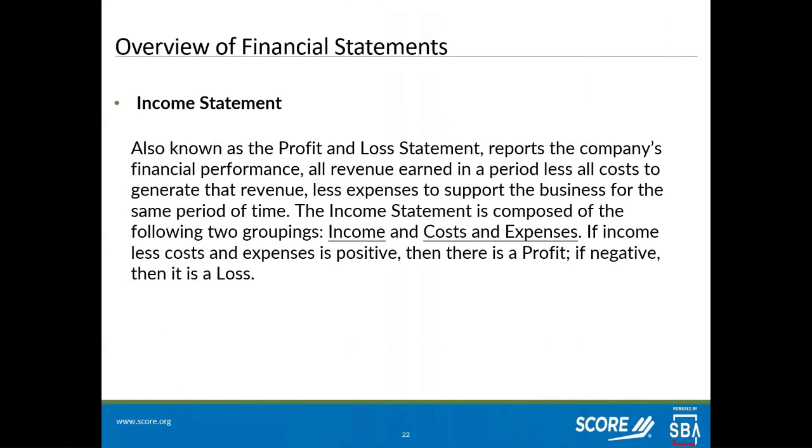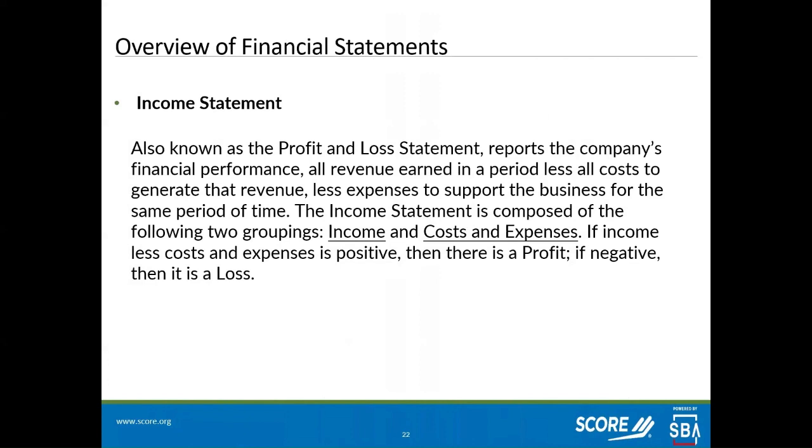Next statement is the income statement or the profit and loss statement. This one I think people are more familiar with, and that's really two groupings. One is income, which would be all your revenue from sales, whether you're selling products or services. It could be service income, could be investment income. And then the second category is all costs and expenses.